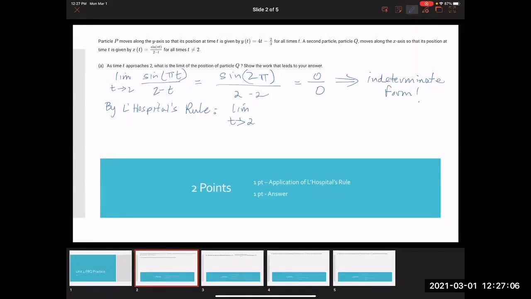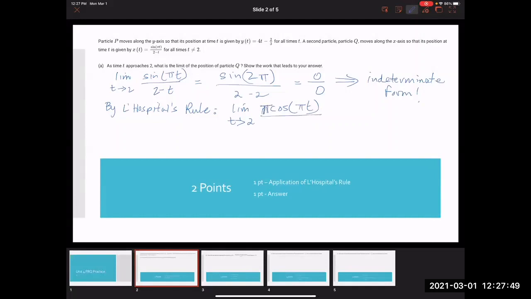If we get a value, we're good. If we get an indeterminate form a second time, in which case we would do L'Hopital's rule a second time. Now, when I take the derivative of sine of pi t, that is chain rule. Your outer function is sine, your inner function is pi t. The derivative of sine is cosine. So it's going to be cosine of pi t. The inner function doesn't change, but then you also have to take the derivative of pi t. The derivative of pi t is pi. So I'm going to put that in the front because it's a constant.